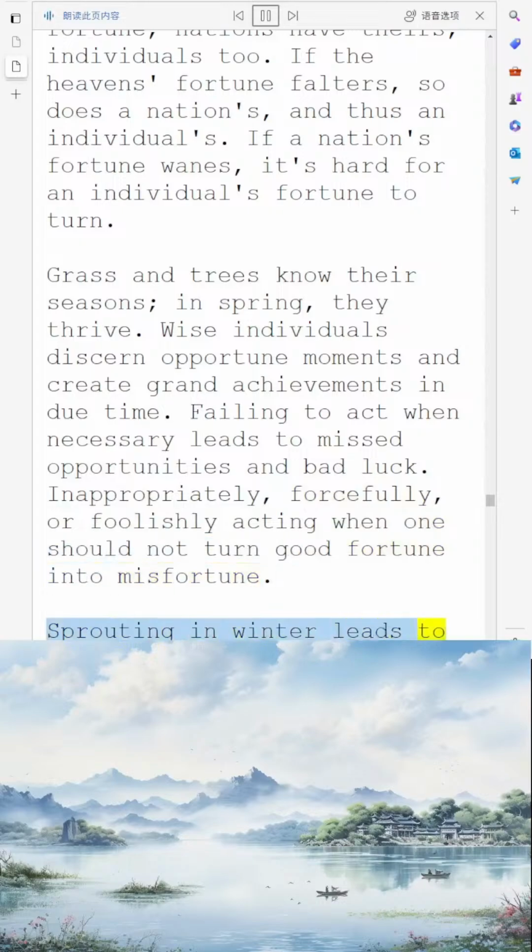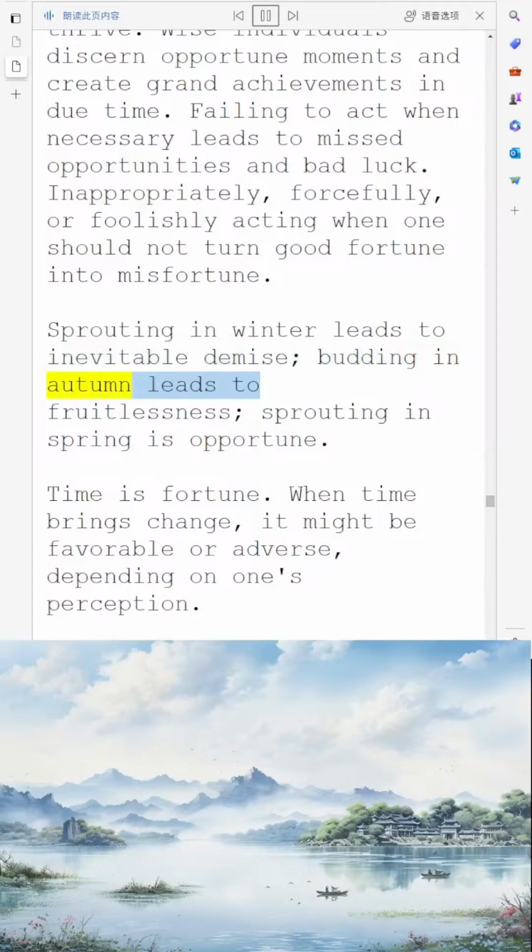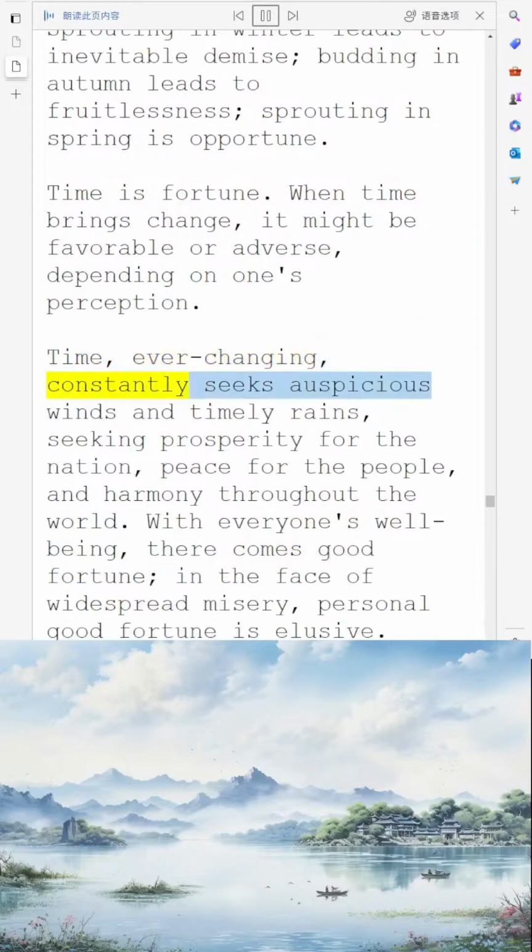Sprouting in winter leads to inevitable demise. Budding in autumn leads to fruitlessness. Sprouting in spring is opportune. Time is fortune. When time brings change, it might be favorable or adverse, depending on one's perception. Time, ever-changing, constantly seeks auspicious winds and timely rains, seeking prosperity for the nation, peace for the people, and harmony throughout the world. With everyone's well-being, there comes good fortune. In the face of widespread misery, personal good fortune is elusive.